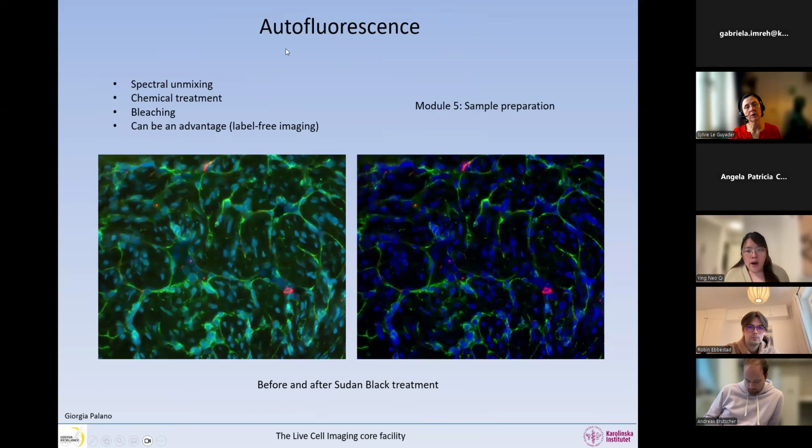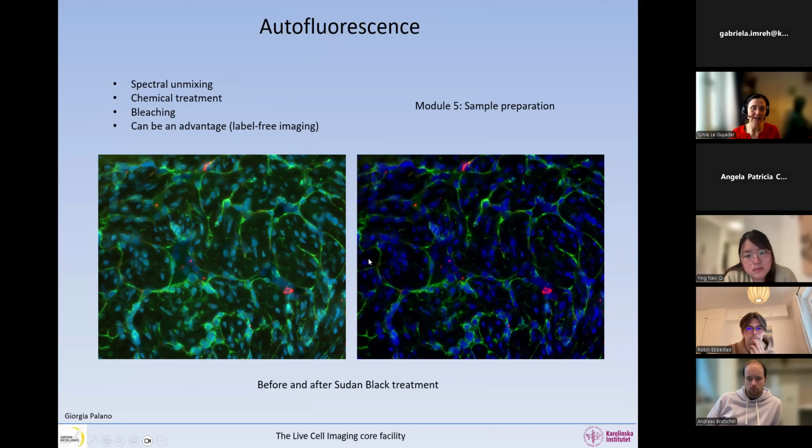So how do we deal with autofluorescence then? We will see this a little bit more in the sample preparation module. But basically, we can do spectral unmixing. Some chemical treatments are possible as well. Bleaching is possible. And one thing that people do not think about, they just think about getting rid of the autofluorescence, but autofluorescence can be a great advantage where you do not need to label something to see it.